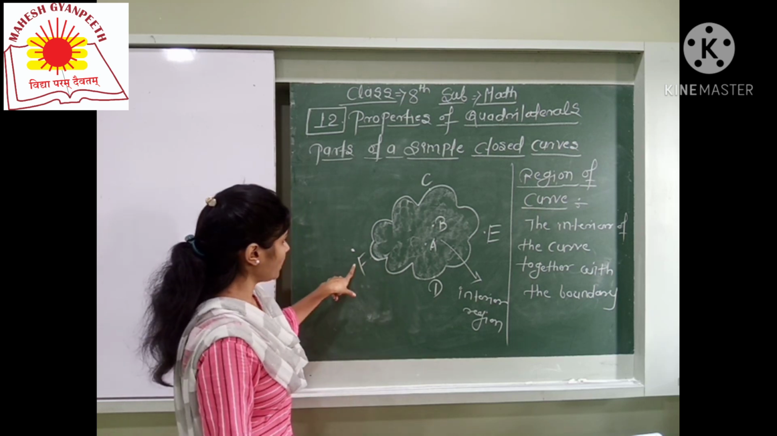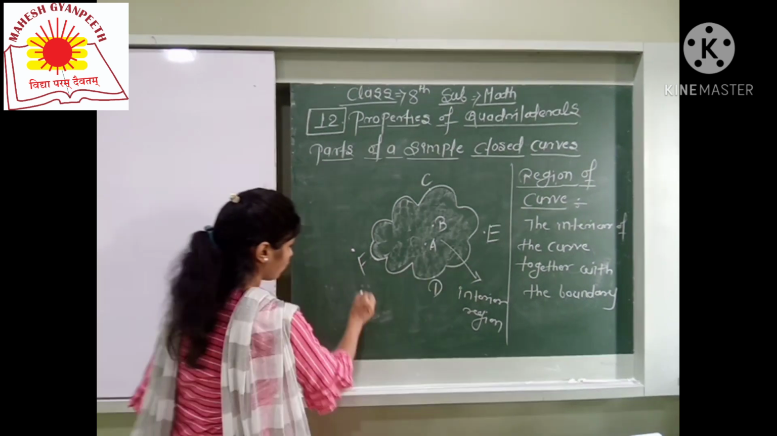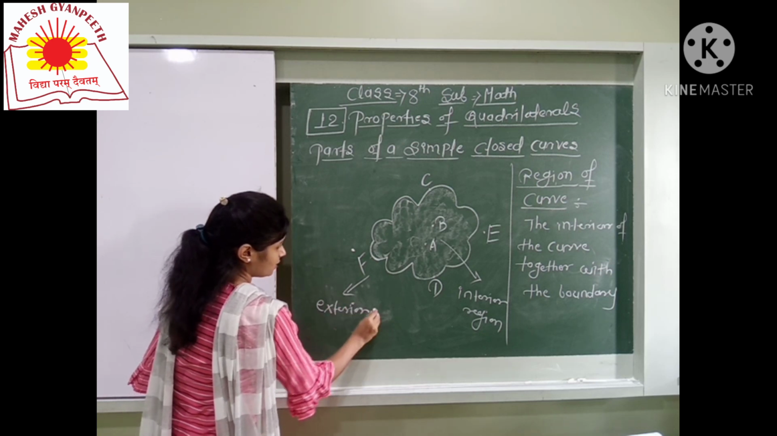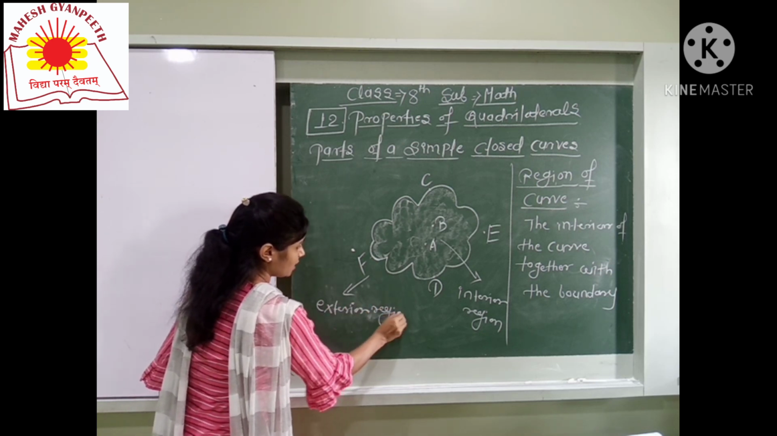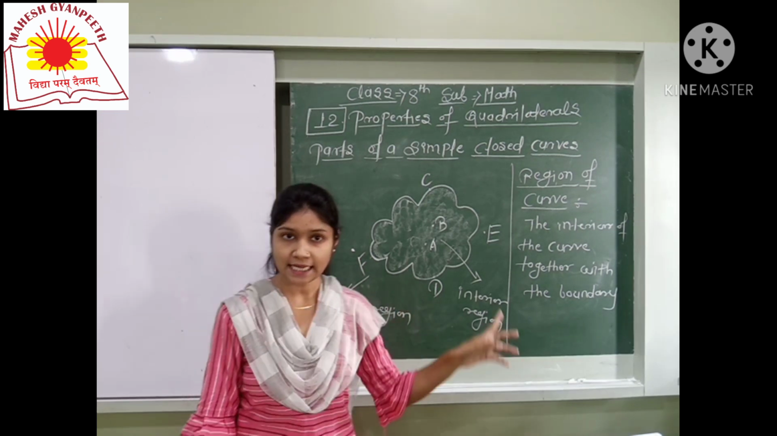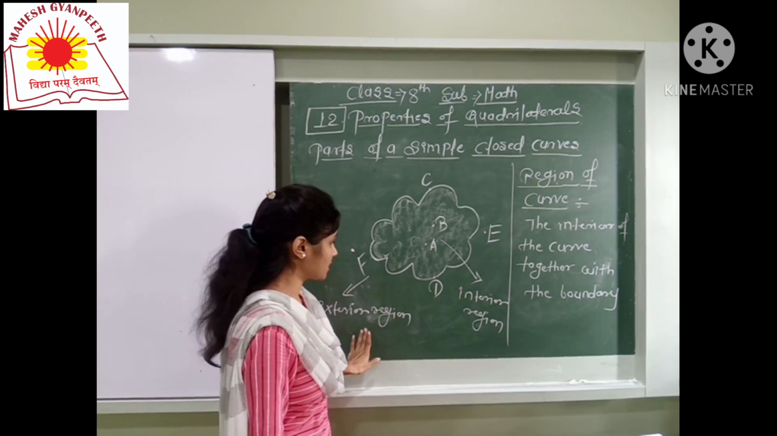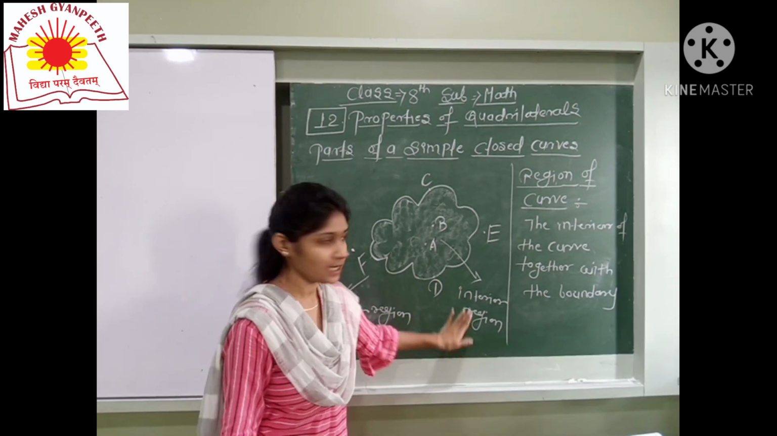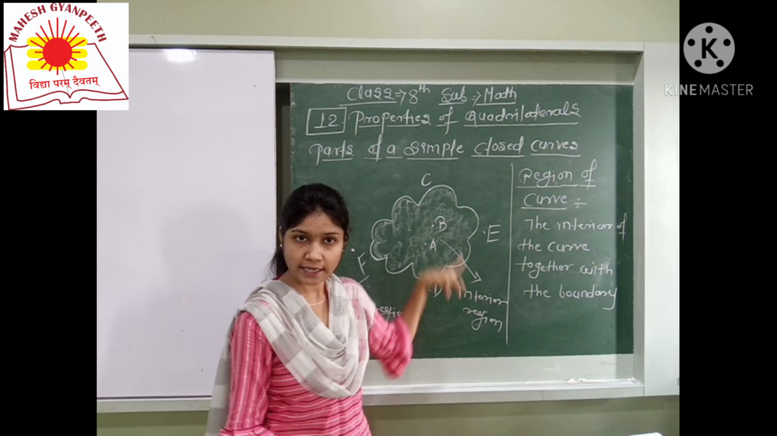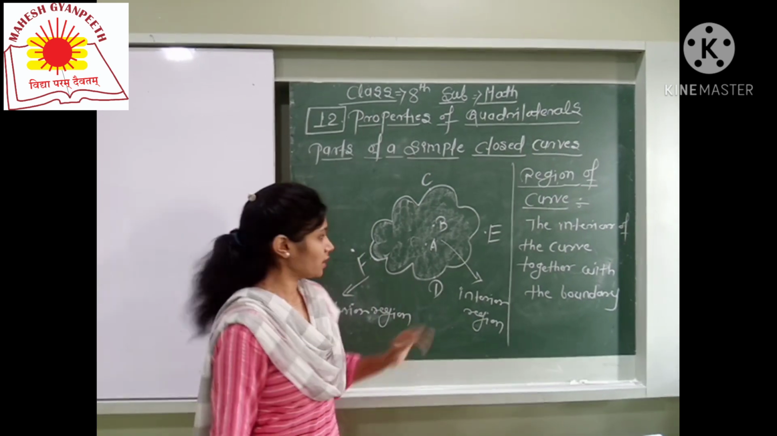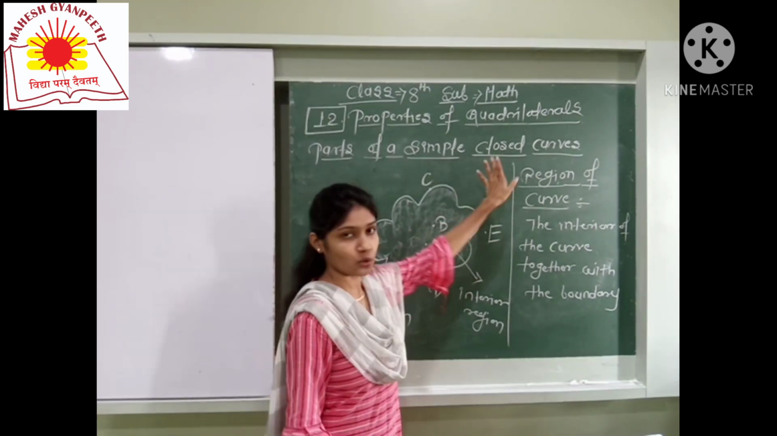And the points F and E are called the exterior region. Why is it called exterior? Because the points F and E lie outside. So the inside is the interior, and the points that lie on the boundary are called the boundary of the region. Understand, students? These are the parts of a simple closed curve.